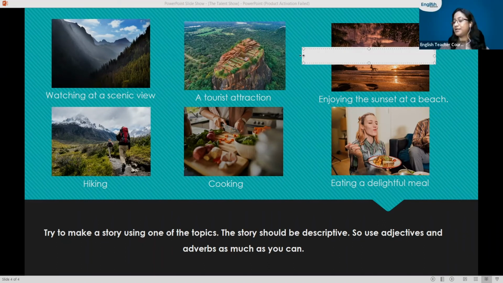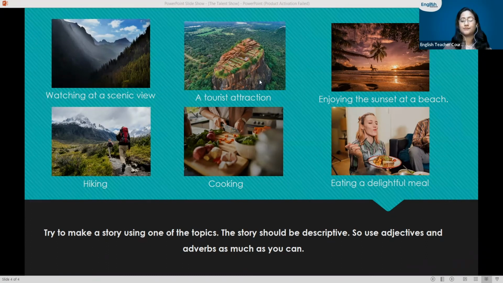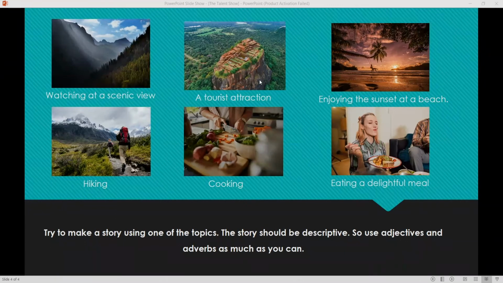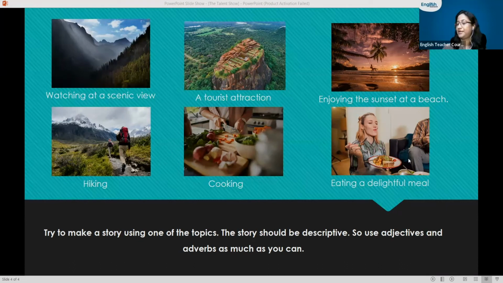Right. Let's move to another person. Who's next? We have Sisara Kumara, Nelum, and Dinesha. And Ishara also. Teacher. Okay. Who's there? This is Dinesha. Okay, Dinesha, go ahead.